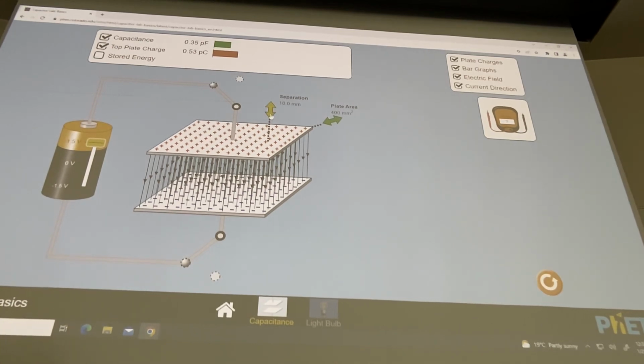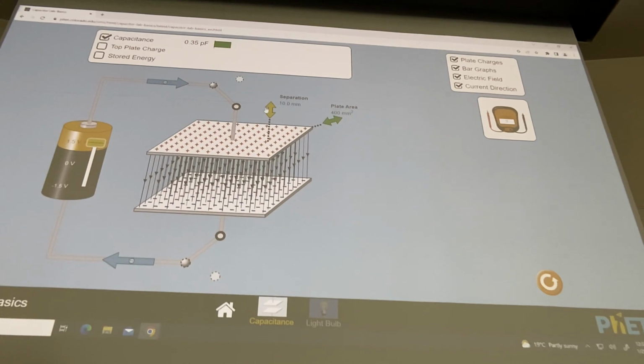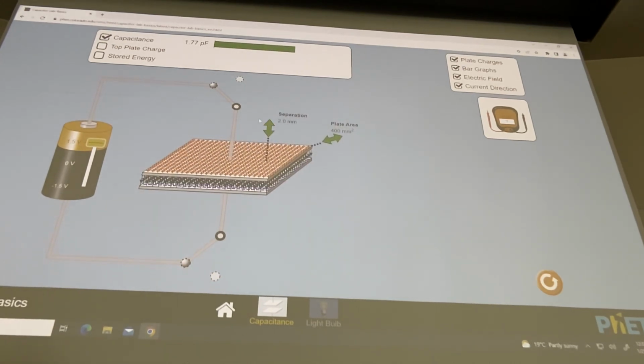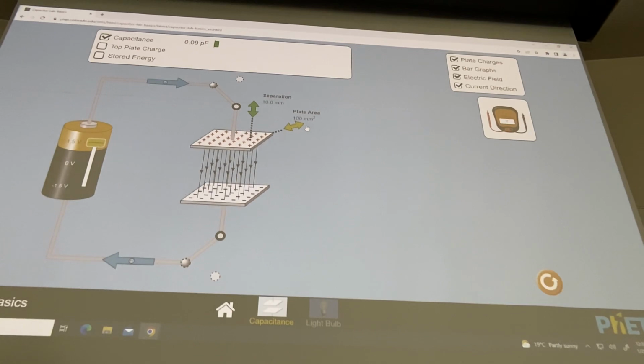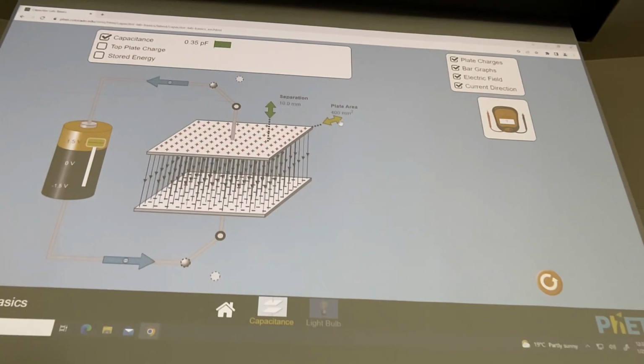Let's see what happens if I change the area of the plates. If I make the area smaller, we can look at what happens to the capacitance. As I bring the plates closer together, making the plate separation smaller, I get more capacitance. And if I make the area of my plates smaller, we have a smaller capacitance. Okay, so this is not a very fun simulation, but it does show those effects.